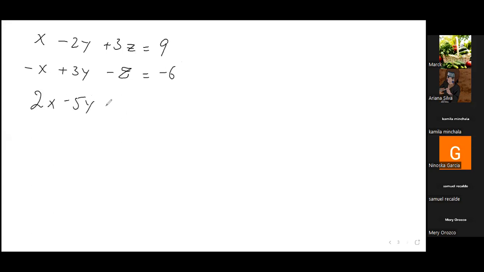Let us solve a system of linear equations using three variables and see how we can solve it. So let's say we have the question x minus 2y plus 3z equals 9, minus x plus 3y minus z equals minus 6. This one is z, don't get confused with 2. And this is 2x minus 5y plus 5z equals 70.